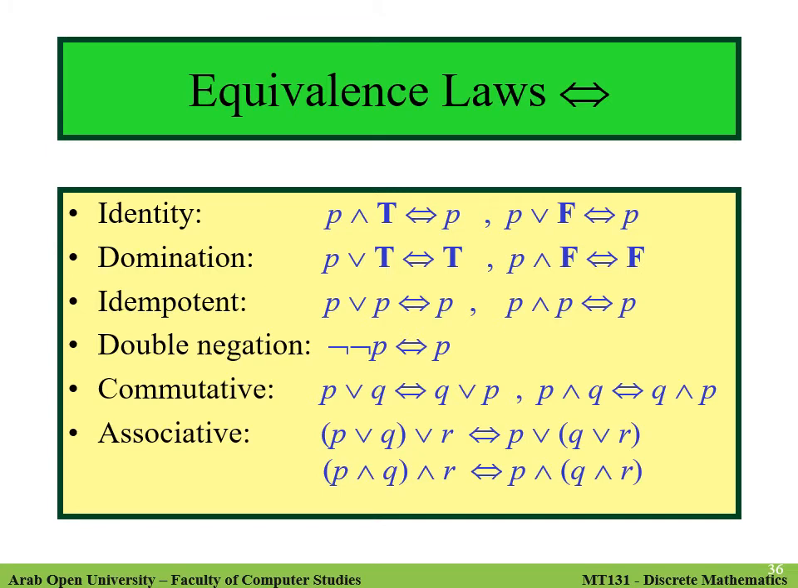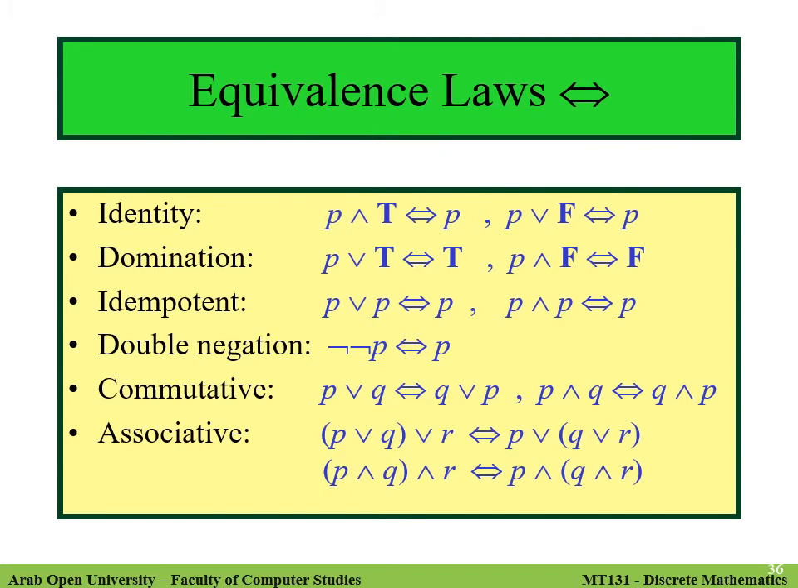The laws that will be used, the first one is the identity. P and a tautology is equivalent to P. P or a contradiction is also equivalent to P. The domination law, P or a tautology is equivalent to a tautology. P and a contradiction is equivalent to a contradiction. The idempotent laws, P or P is equivalent to P. P and P is also equivalent to P. The double negation, not not P is equivalent to P.